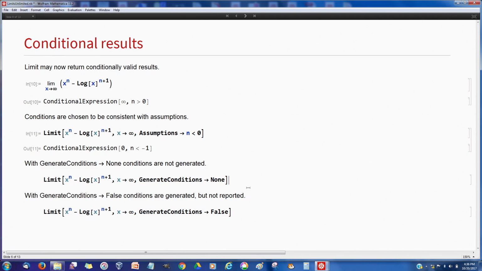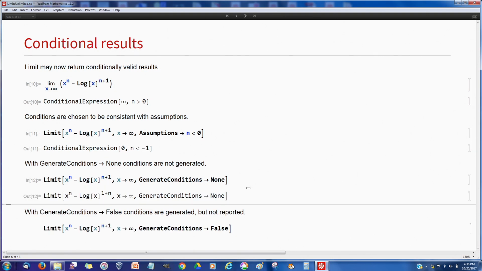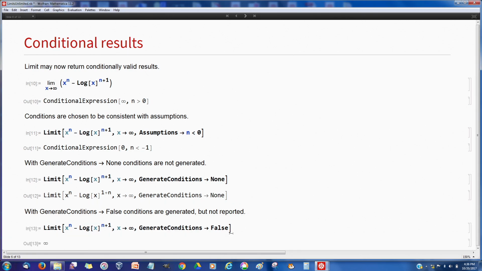And if you don't want to get conditional results, you can say GenerateConditions goes to None, and it will not go into the code that generates the condition. And there is one more setting, GenerateConditions goes to False, where the conditions are generated but not reported. If you really don't want to get a conditional expression as the output, just a limit that's valid somewhere, that's the setting.